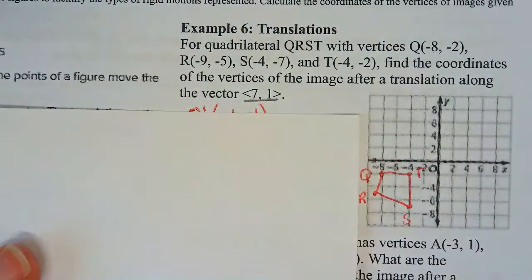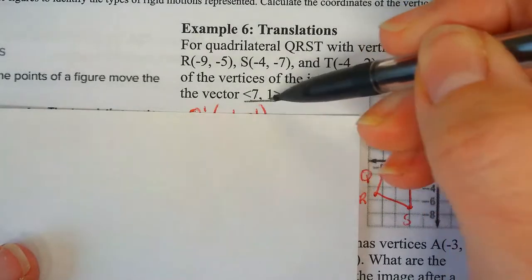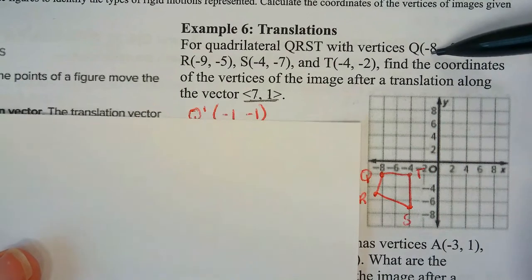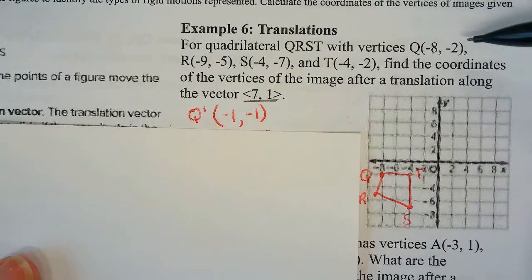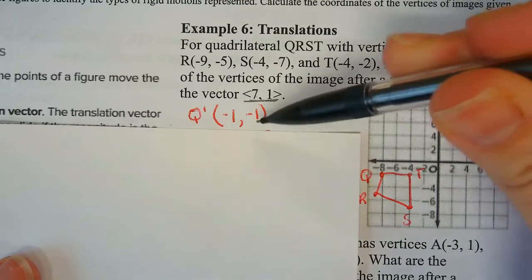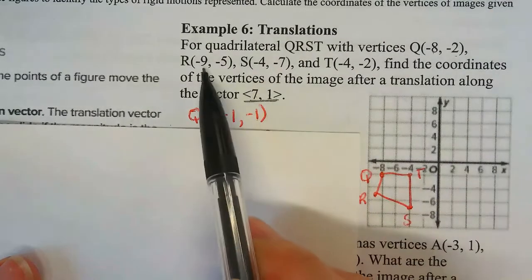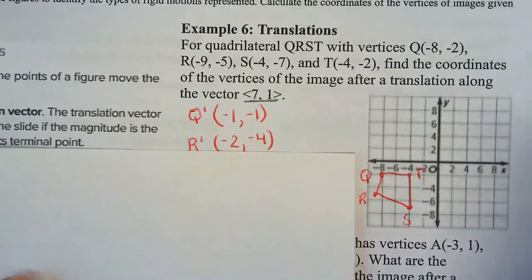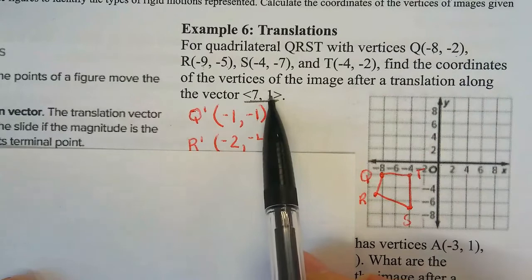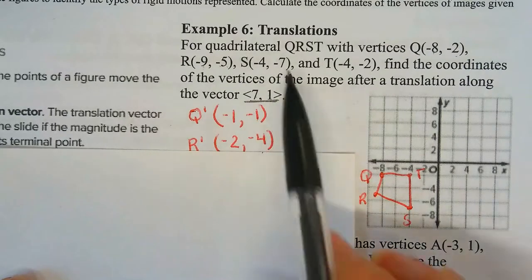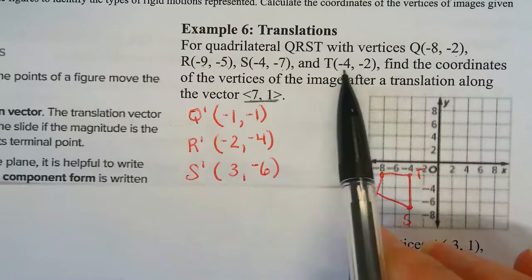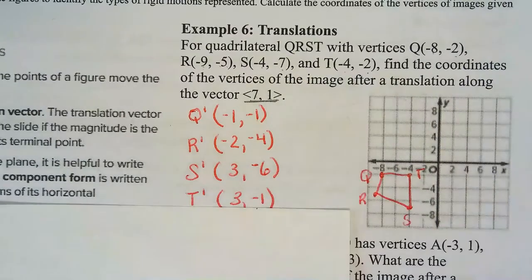Translations are probably the easiest. All you have to do is add these numbers to your X and your Y coordinates. So that means that I'm going to add 7 to my X here, and I'm going to get -1. And I'm going to add +1 to -2, and I'm going to get -1. Then I'm going to keep going. So I'm going to add +7, get -2, add -1, add +1, get -4. And then I just keep going. So add 7, add 1, add 7, add 1.